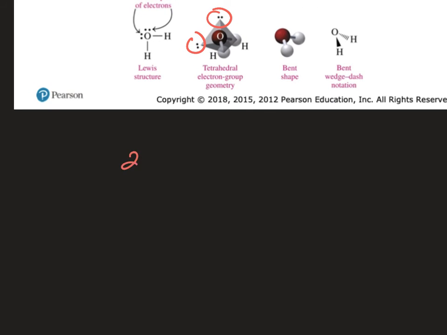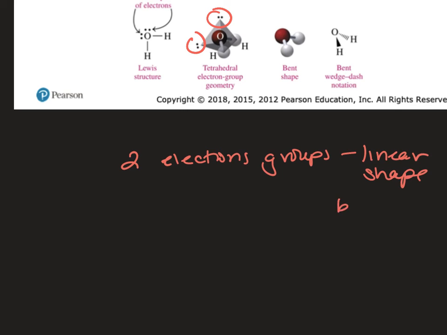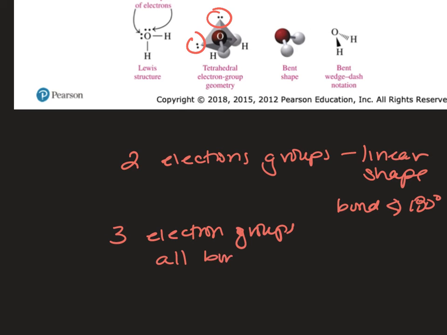When you have two electron groups, you have a linear shape. Your bond angle is 180 degrees. When we have three electron groups, and they are all bonding, you are going to have a trigonal planar shape.